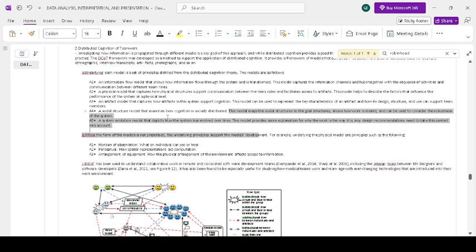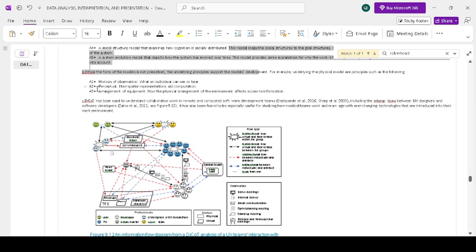A system evolution model that depicts how the system has evolved over time. This model provides some explanation for why the work is the way it is. Any design recommendation needs to take this context into account. While the form of the model is not prescribed, the underlying principles support the model's development.